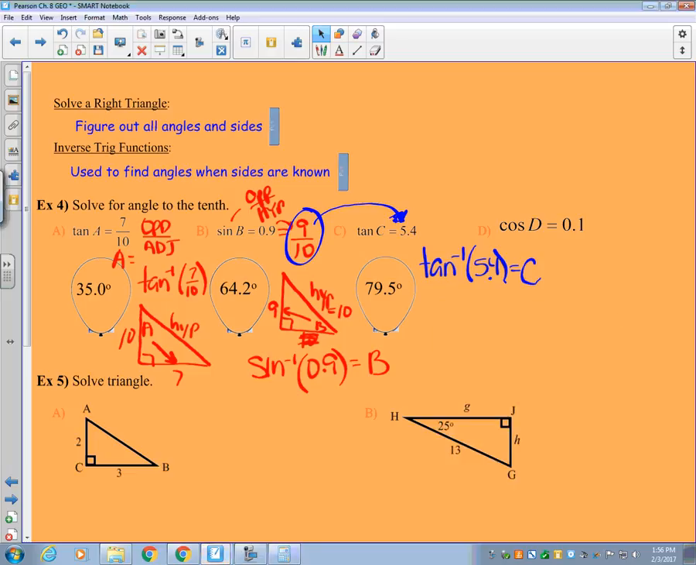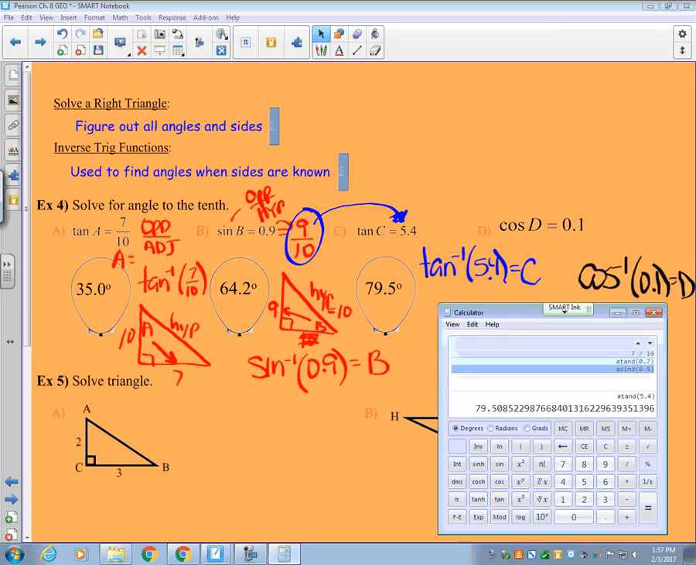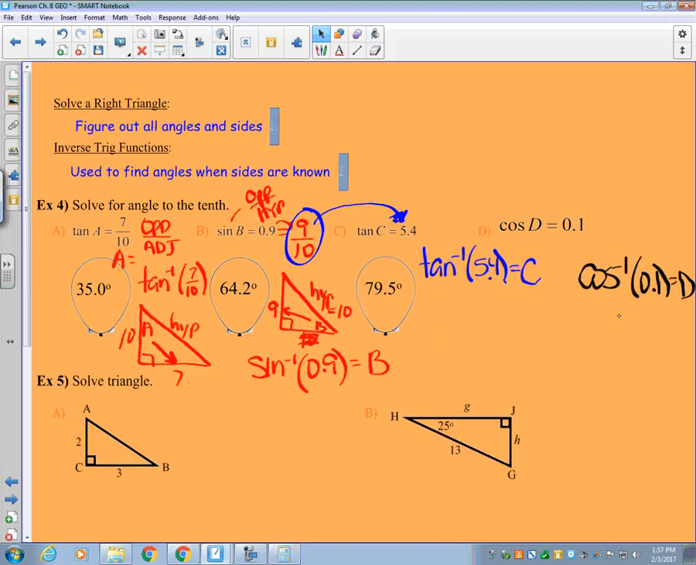Okay, last but not least, we have cosine of D equals 0.1. So that's inverse cosine of 0.1 equals angle D. And now that we're pretty comfortable, we just go 0.1 inverse cosine. Oh, it's 84.3.